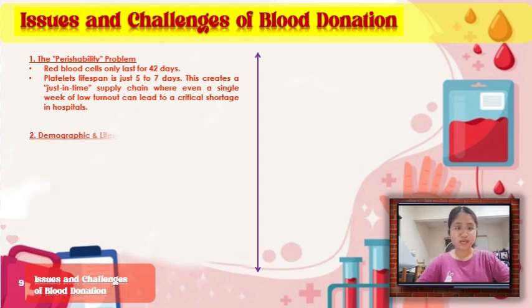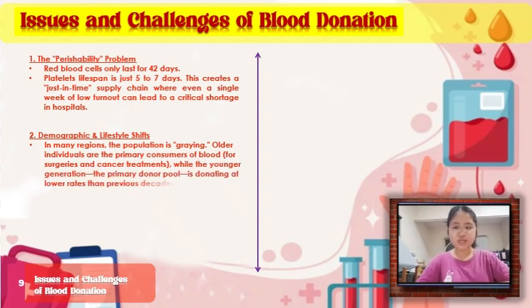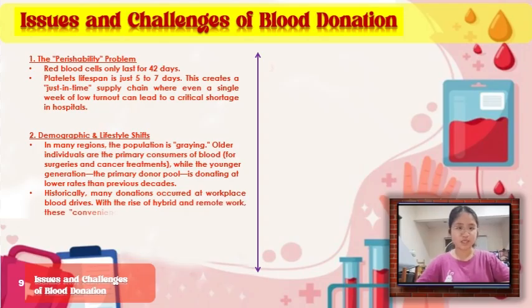Number 2: demographic and lifestyle shifts. In many regions, the population is graying. Older individuals are the primary consumers of blood for surgeries and cancer treatments, while the younger generation, the primary donor pool, is donating at lower rates than previous decades. Historically, many donations occurred at workplace blood drives. With the rise of hybrid and remote work, these convenient opportunities have vanished, making it harder to recruit busy professionals.